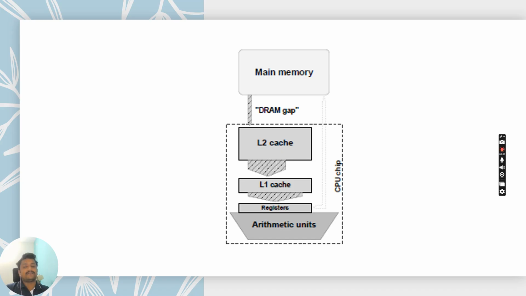DRAM notation. We will call it a DRAM gap, which is there between the L2 and the main memory. And all of this, L2, L1, register, arithmetic unit, everything will be fabricated into a single CPU chip.